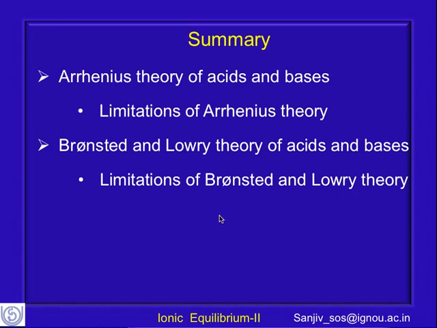This was better than the Arrhenius theory, but it again had limitations because it didn't explain the acid-base behavior of, say, aluminum chloride and sodium carbonate and things like that. Then we came down to Lewis' theory of acids and bases. So that's where we stop for today. In the next session, we will continue from here.